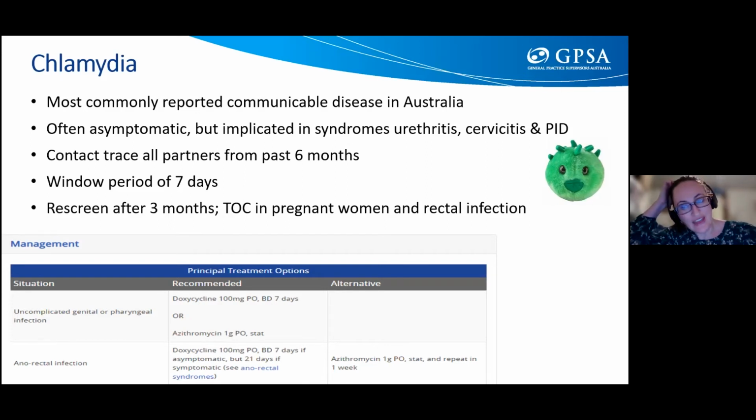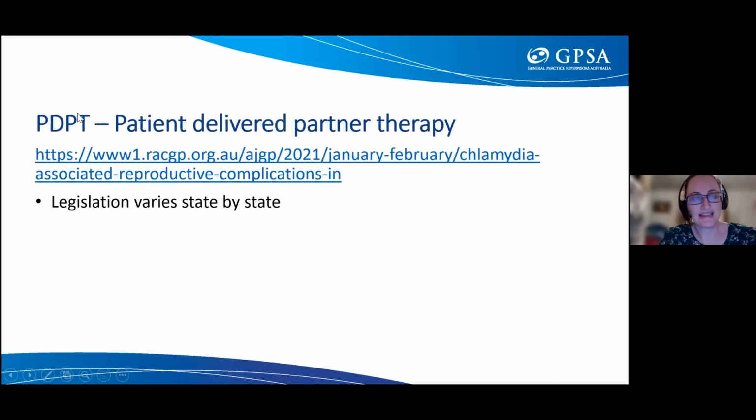The reason for that is really that the azithromycin is contributing to the resistance situation with Mycoplasma. A lot of patients are not going to comply with the week of doxy, so when offered the choice, many will still choose the stat dose of azithromycin. But it really is using that joint decision-making model and offering them both options. For anal rectal infection, you need to do the 7 days of BD doxy, but if they're symptomatic, then they should have 21 days.